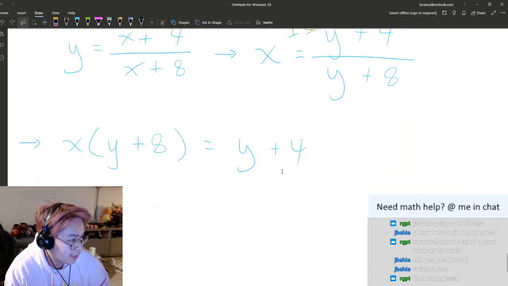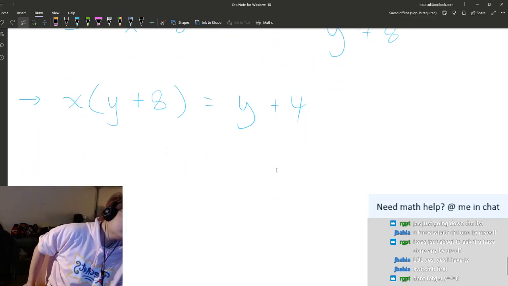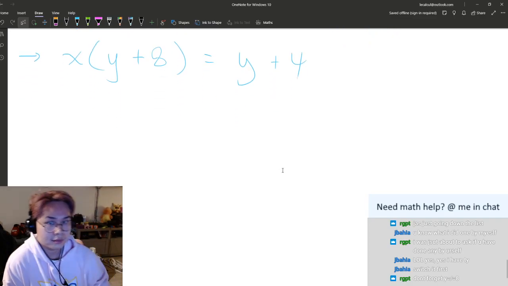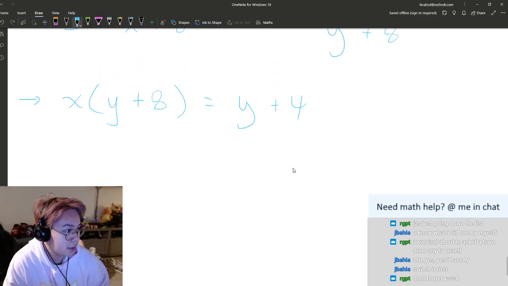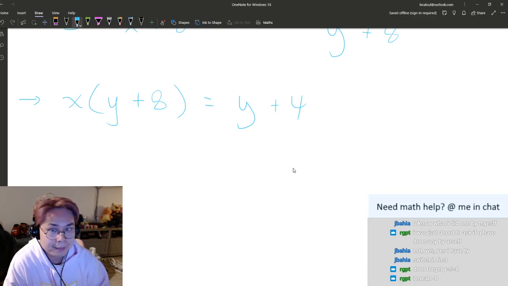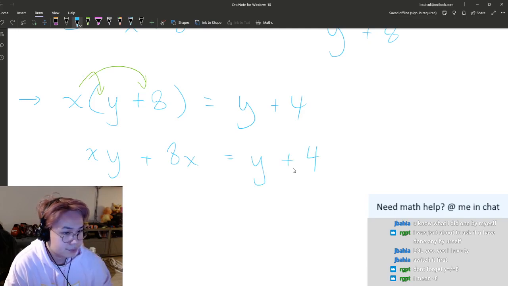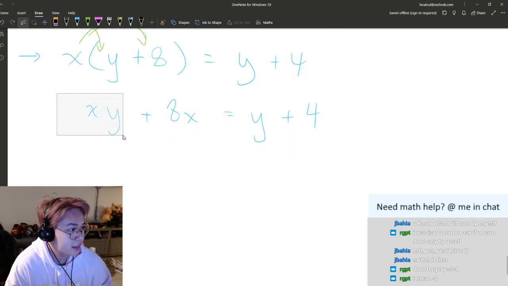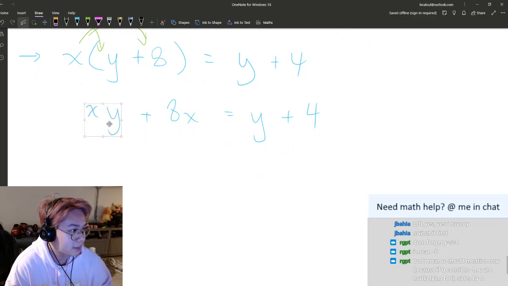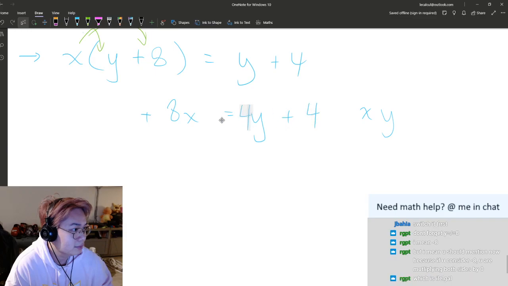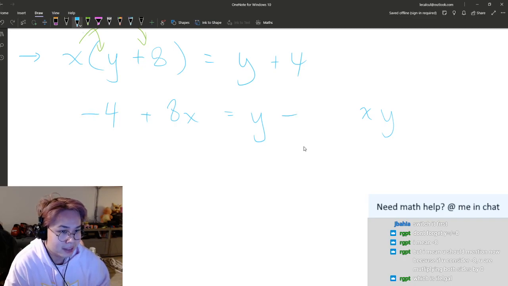Yeah, we'll deal with that later. And then from here, we need to collect our y terms together. So to do that, we need to multiply our x in here. So you get x times y plus 8x. So now I can collect my y's together on one side of the equation. So I move things around, and this becomes a minus 4, and this becomes a minus xy.